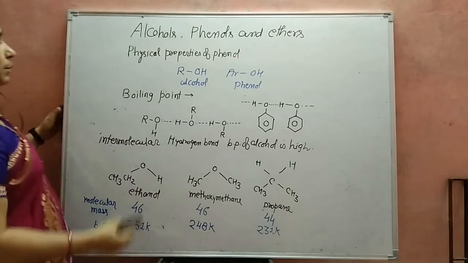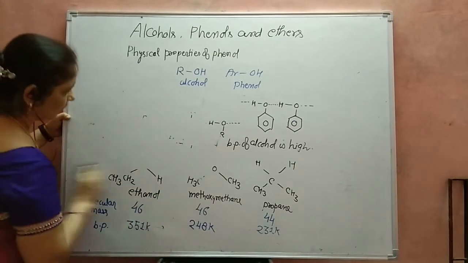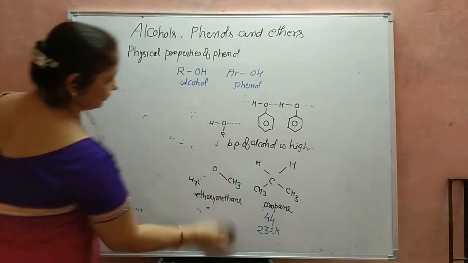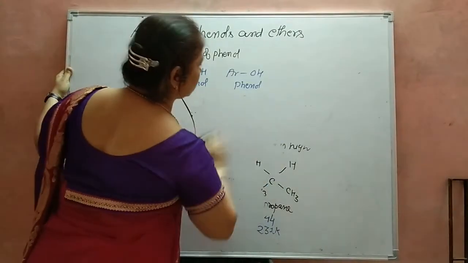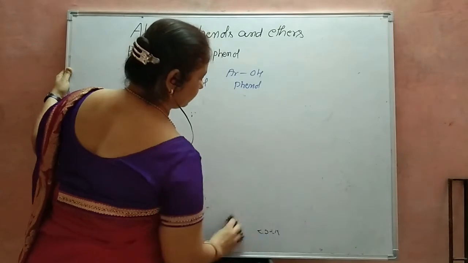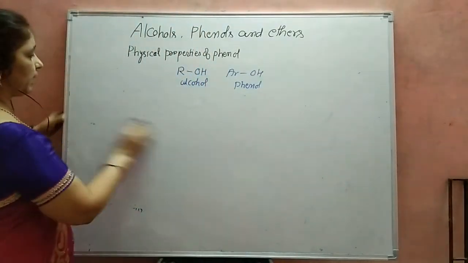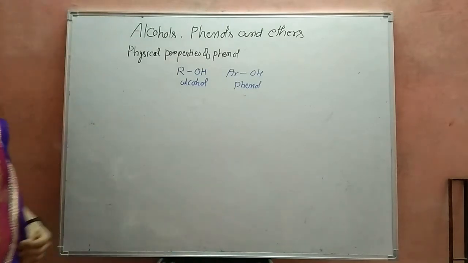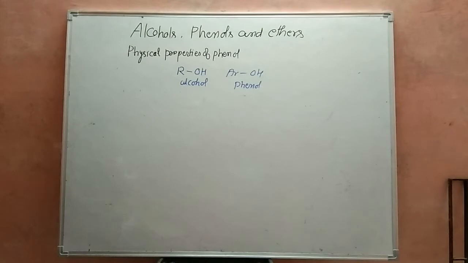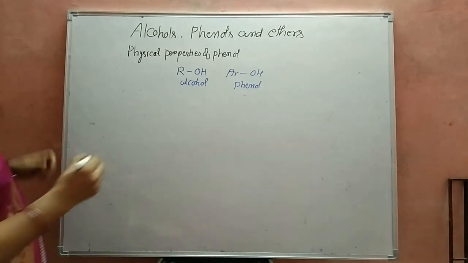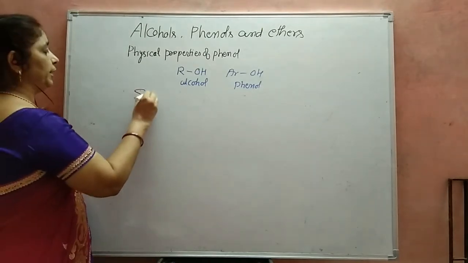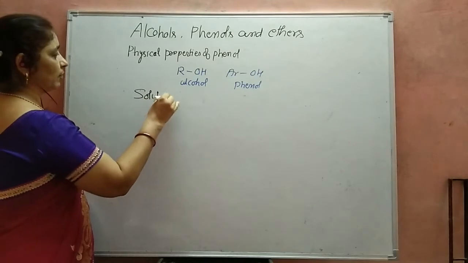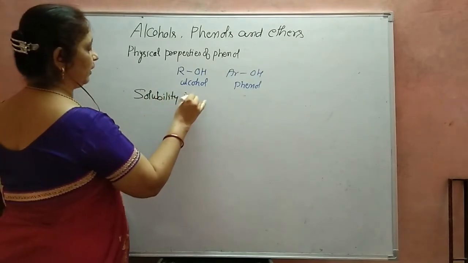Now we discuss another property, that is the solubility. The question is, ethanol is a covalent compound, but this ethanol dissolves in the water molecule. Phenol is also a covalent compound. This phenol and alcohol both are dissolved. Why are they dissolved? Solubility in water.